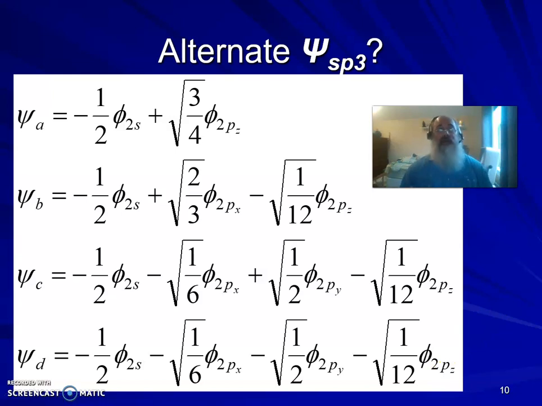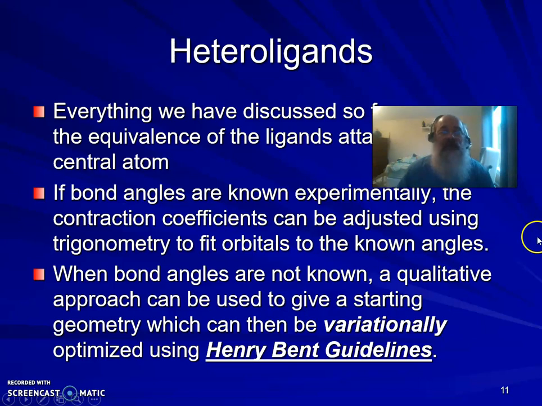And so there's two options that a computer could use, depending on how you built the geometry of the molecule, to deal with a symmetric sp3 situation. So this would work for CH4, CF4, CCl4, and so on.